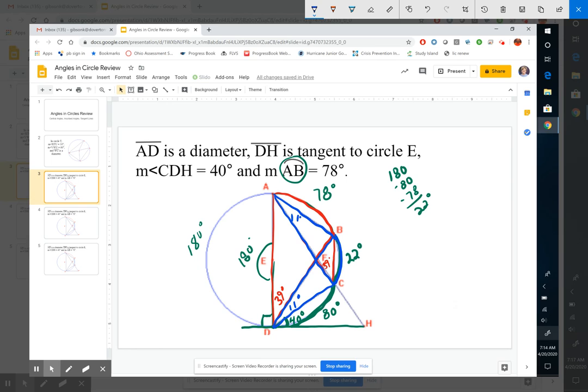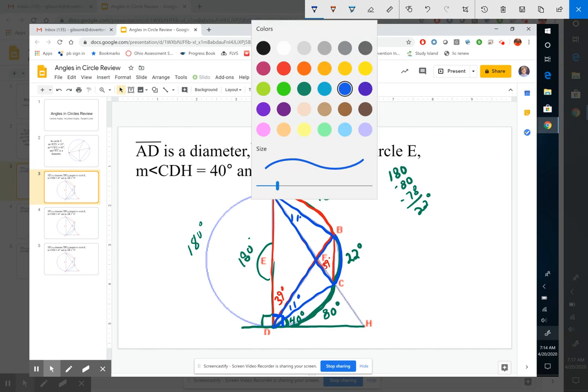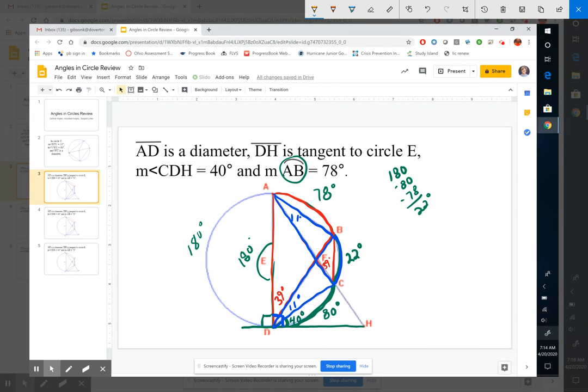What else? Well, we could check here that 39 plus 11 plus 40 should add up to 90, which is good. And how else can we use this 80? Well, this 80 goes with that angle that's 40. That one's always hard to see. But it also goes with this one up here. This angle goes with the 80. All right. So if this is 80, that becomes 40.